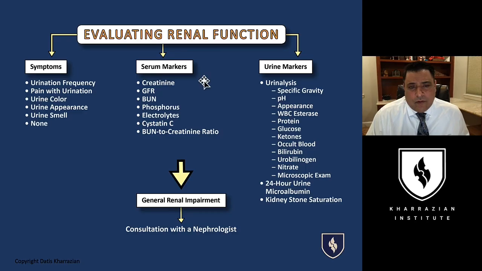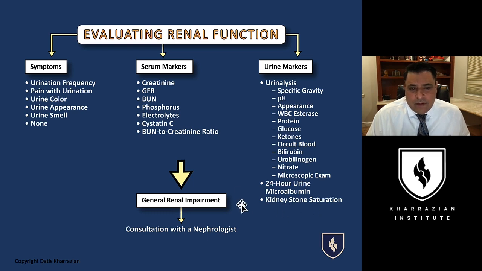So the lab markers that we'll go over will be creatinine, glomerular filtration rate, which is GFR, blood urea nitrogen, BUN, phosphorus, electrolytes, cystatin C, and the BUN to creatinine ratio. And then we'll look at the urinalysis and all the different biomarkers of the urinalysis. There are also other urine markers like 24-hour urine microalbumin, which is really important to check with diabetics. You can also do 24-hour collections of urine for people you suspect may have a kidney stone.